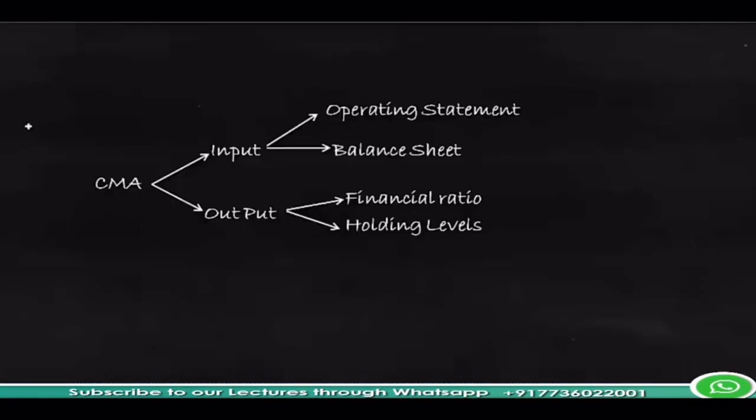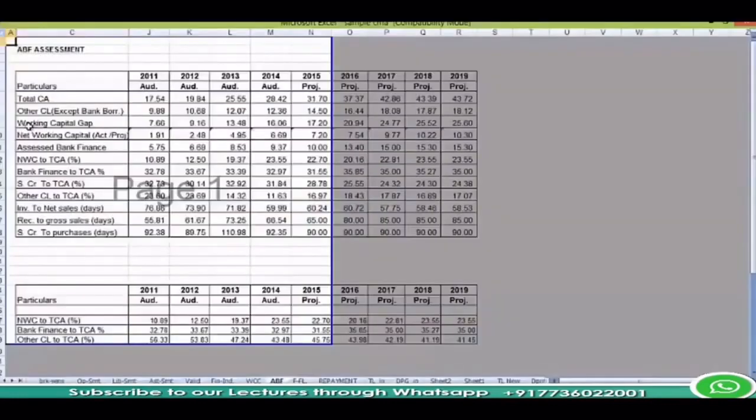Then the next output would be the ABF statement. ABF is nothing but assessed bank finance. So this statement could tell the bank what could be the possible borrowing requirement for the customer for working capital. So this statement is called the ABF statement.